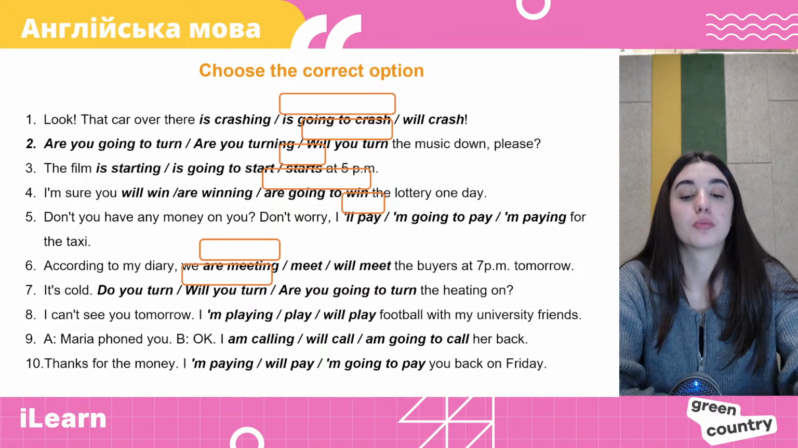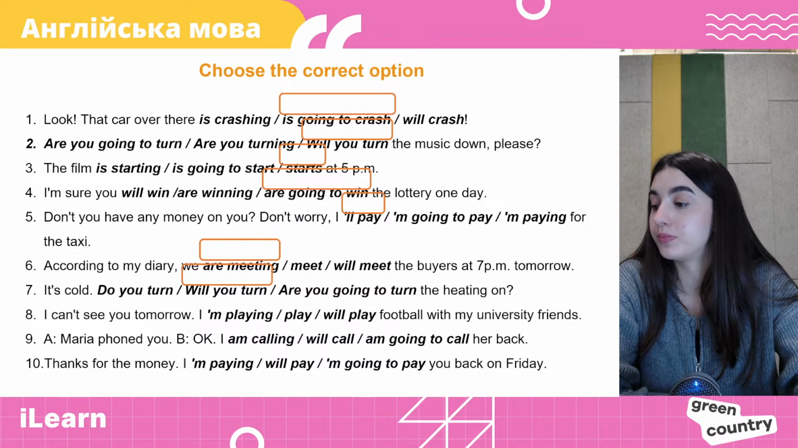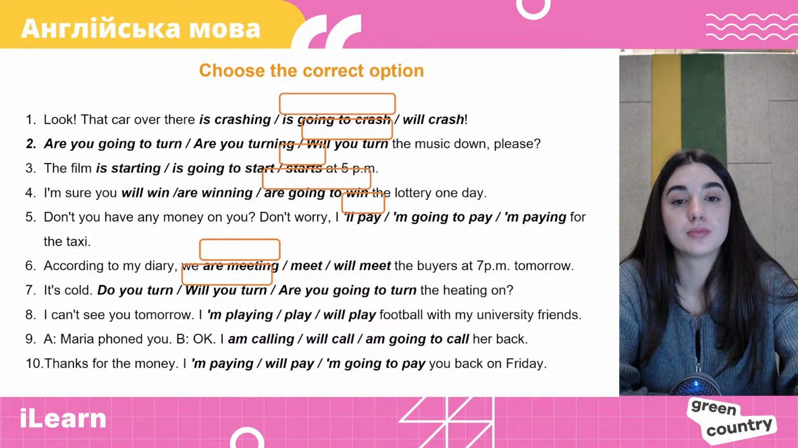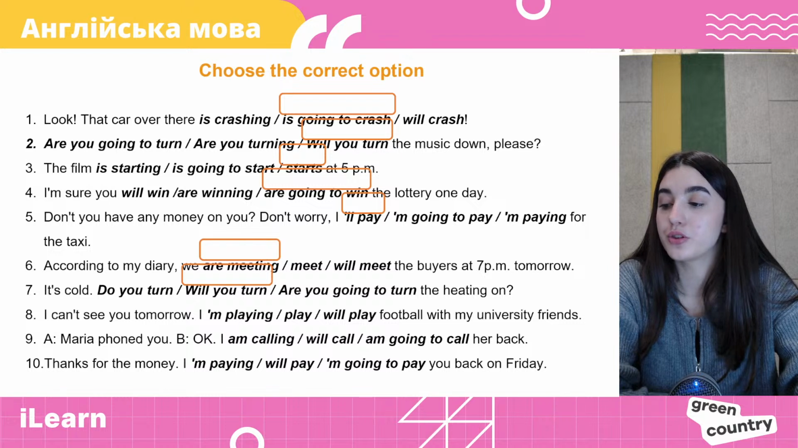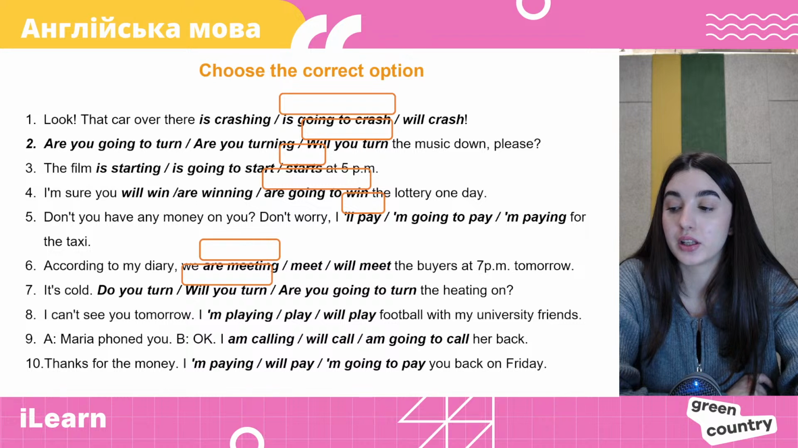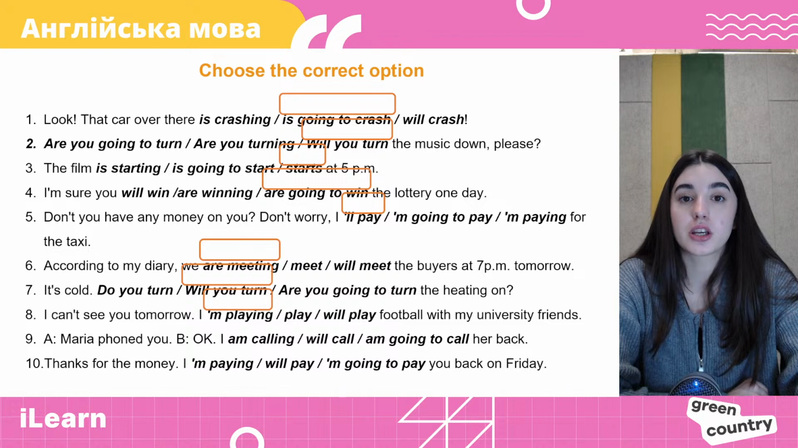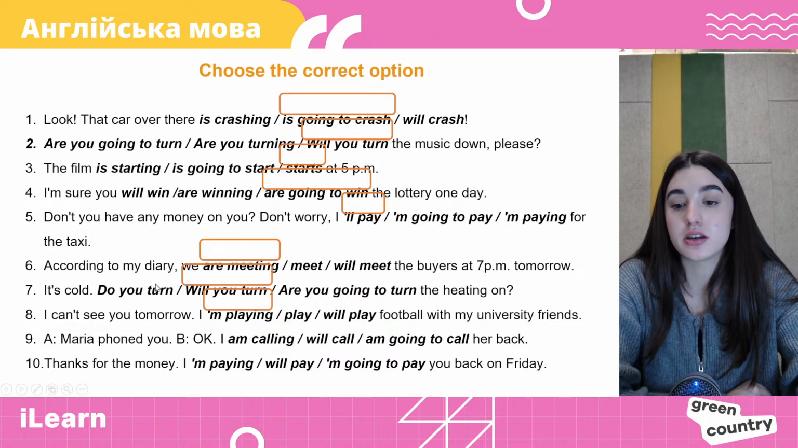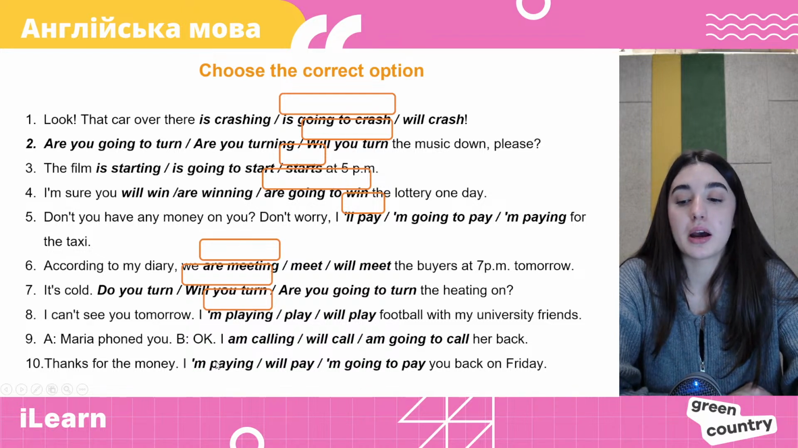I can't see you tomorrow. I'm playing, or will play, football with my university friends. Here we have 2 options: am playing or will play. Let's see. Yeah, here we have I am playing, because it's our future arrangement and we already know that we can't see somebody tomorrow because we are playing football. All right, what about number 9?